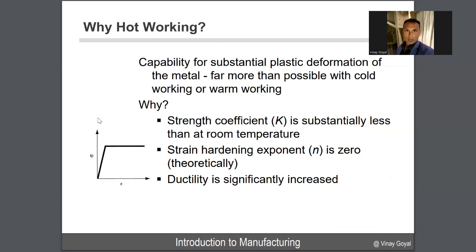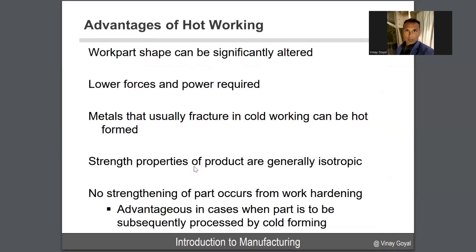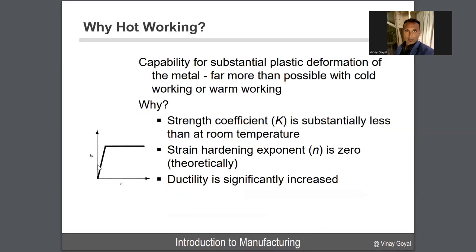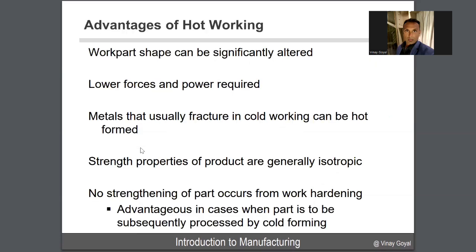So why hot working? Because the capability for substantial plastic deformation of the metal is far more than is possible with cold working or warm working. I just described it, but the strength coefficient is less. The strain hardening is near zero. And so the ductility is also significantly increased. That allows me to very easily deform the material. The advantage of hot working is that work part shape can be significantly altered. So you can actually make very large changes to the part.